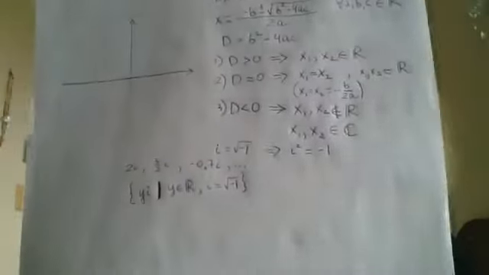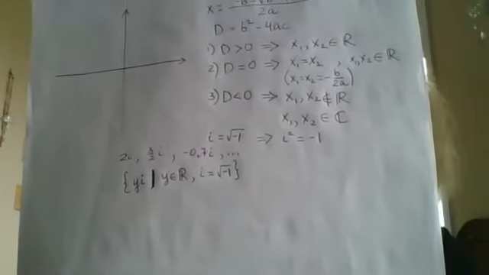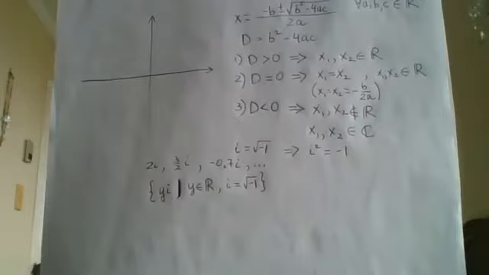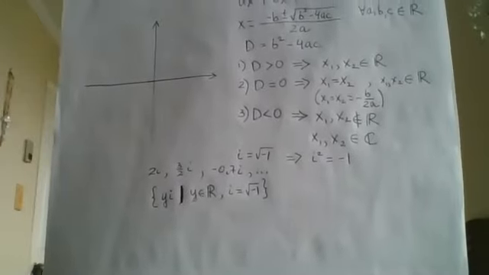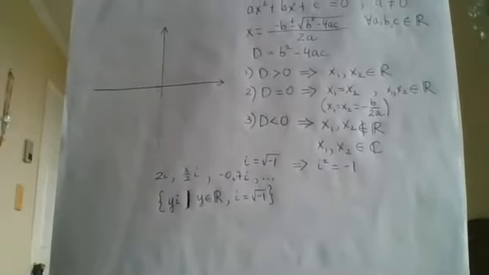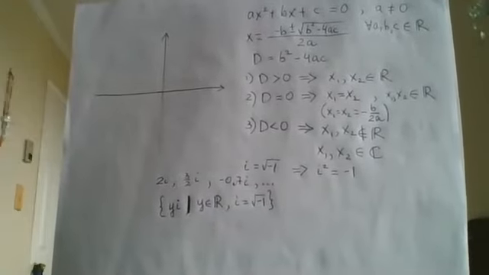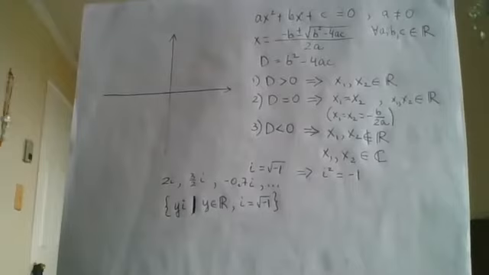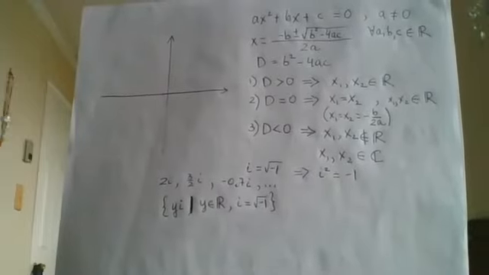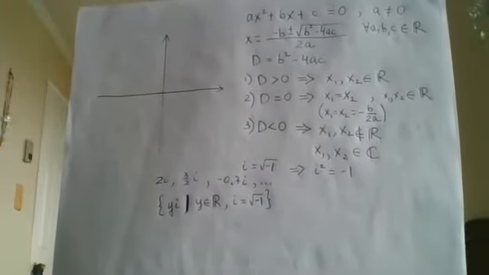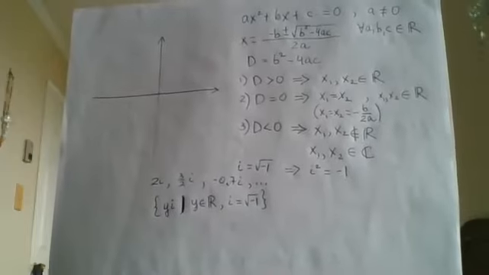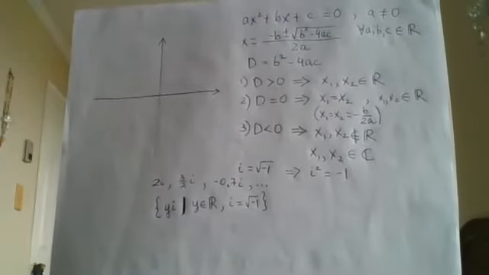This is the set of all imaginary numbers. You can see what I wrote. Y is taken from this set R, which is a set of real numbers. I equals the square root of -1. In other words, it is an imaginary unit. This is the set of all imaginary numbers.